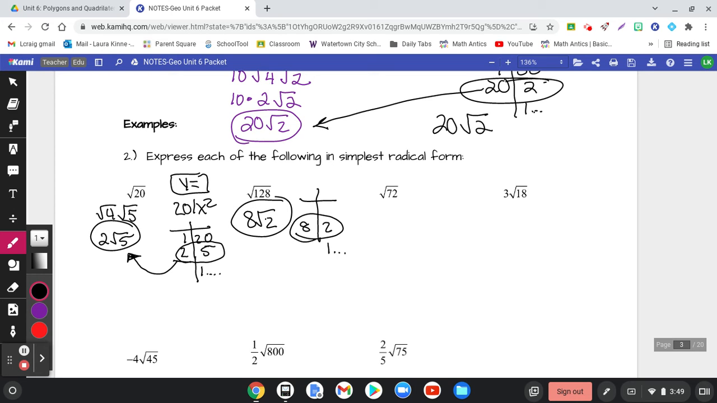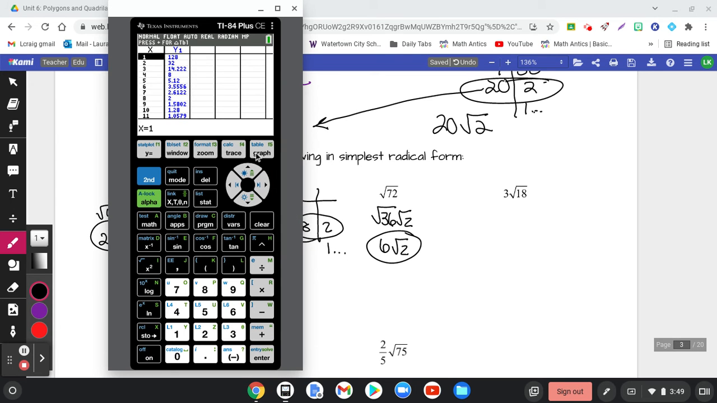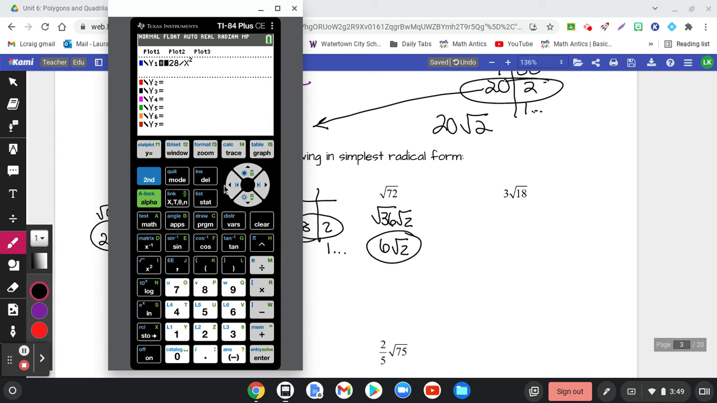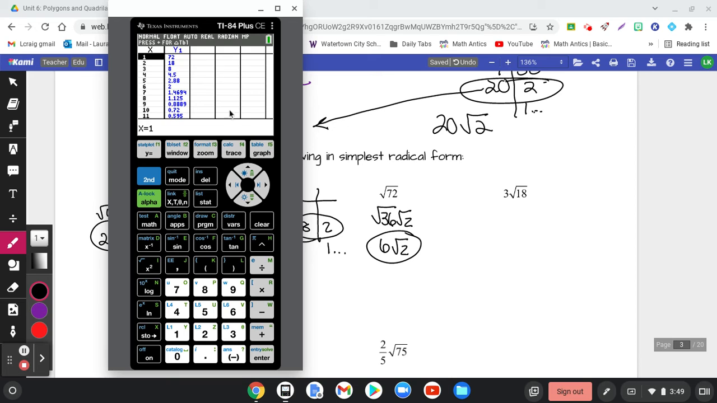All right, 72, you might notice it's 36 times 2. Or you might not, but that would end up being 6 radical 2. But again, look at your table. We're just going to go to y equals. I'm going to type in 72 divided by x squared. Look at the table. 1 radical 72, 2 radical 18, 3 radical 8, 6 radical 2, and then no other whole numbers. 6 radical 2 is our winner. That's the one that we're going to stick with.